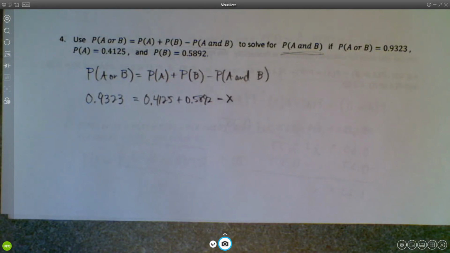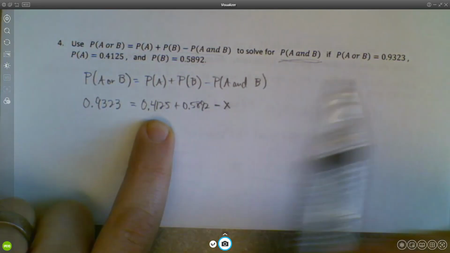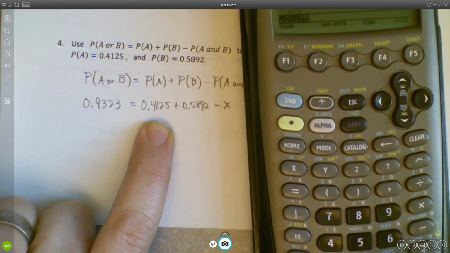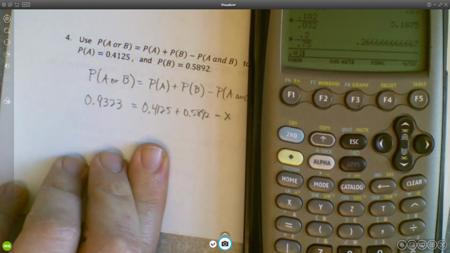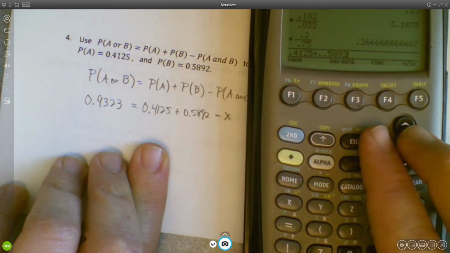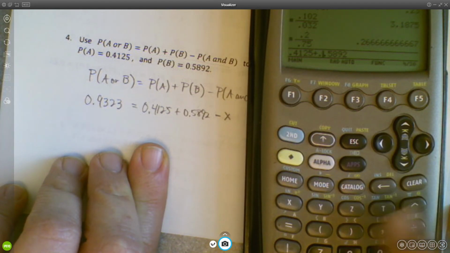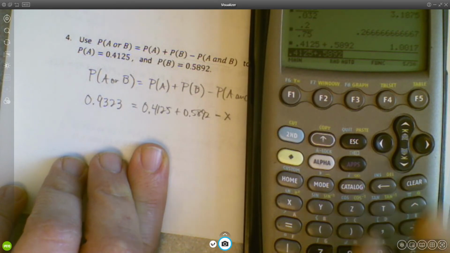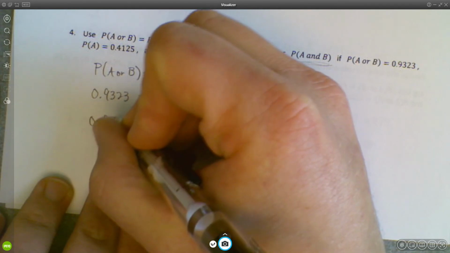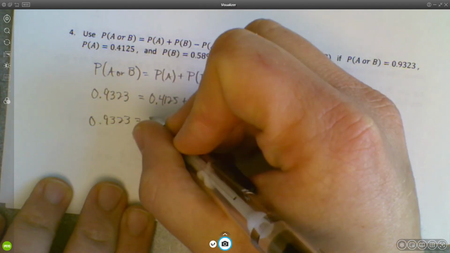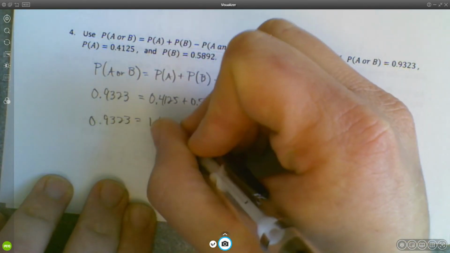So I can now solve this for x. First thing I'm going to do is combine these like terms. I'm just going to use my calculator and do 0.4125 plus 0.5892. Whoops, I had an extra decimal in there. That comes out to 1.0017.